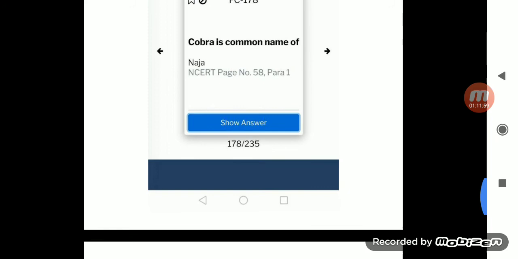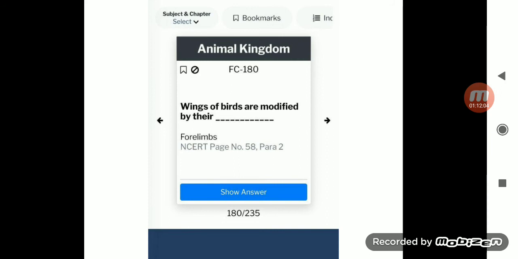Name of flightless bird: ostrich. Wings of the birds are modified forelimbs.